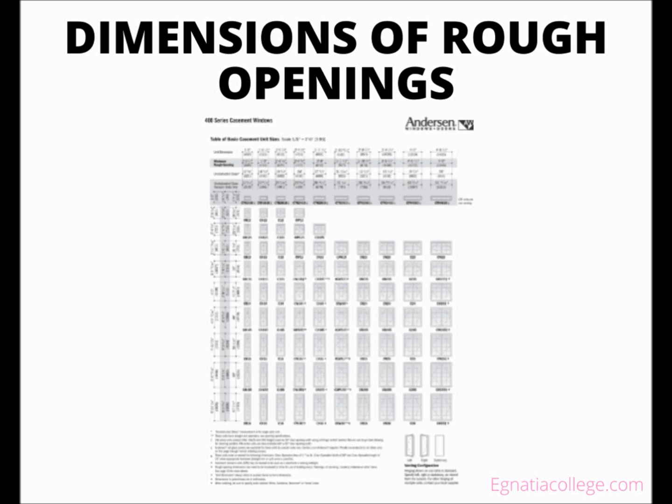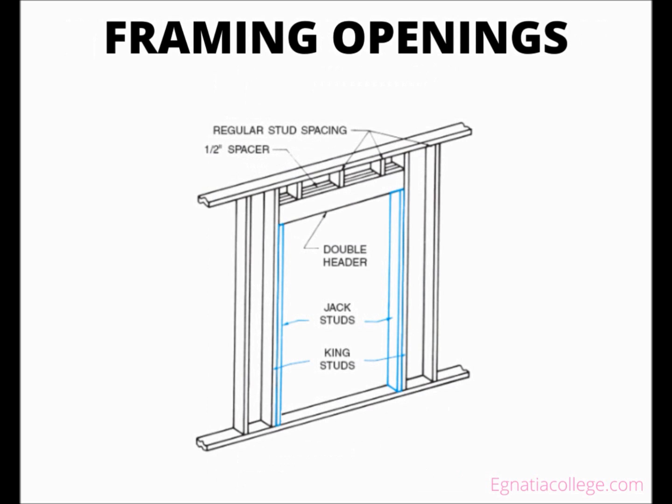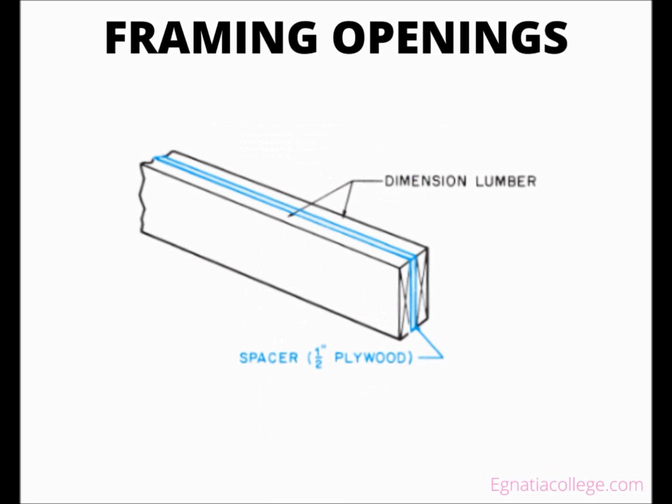Framing openings. In stud wall construction, it is usually necessary to cut off or completely eliminate one or more studs where windows and doors are installed. The load normally carried by these studs must be transferred to the sides of the opening. The construction over an opening that transfers this load to the sides of the opening is called the header. Additional studs are installed at the sides to carry this load.